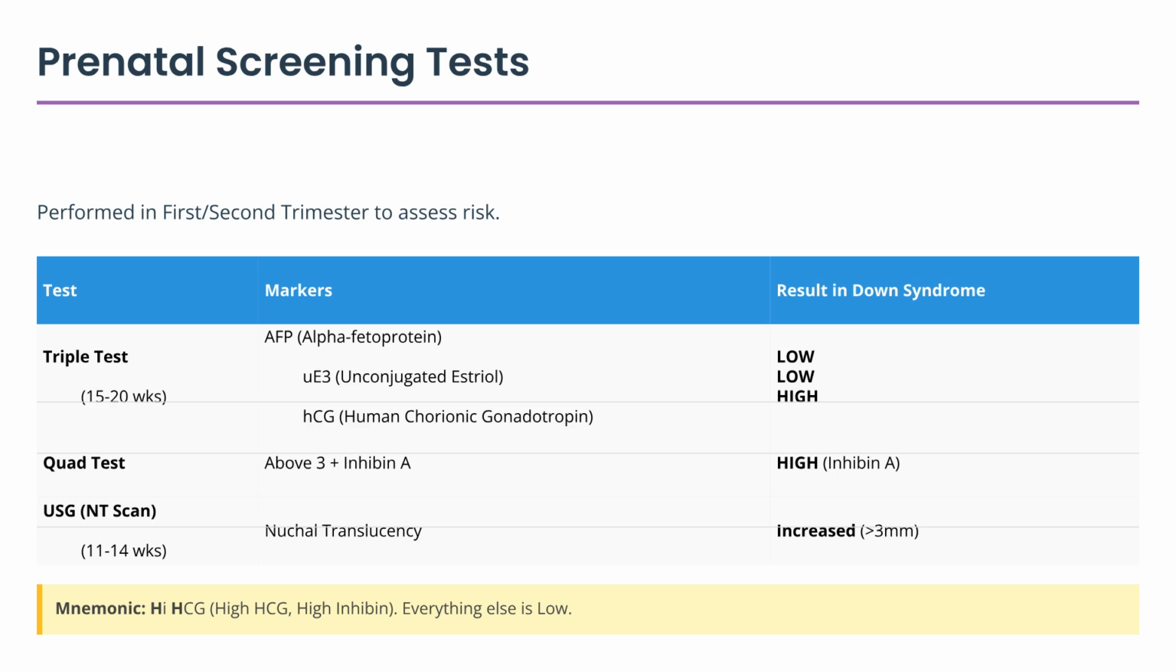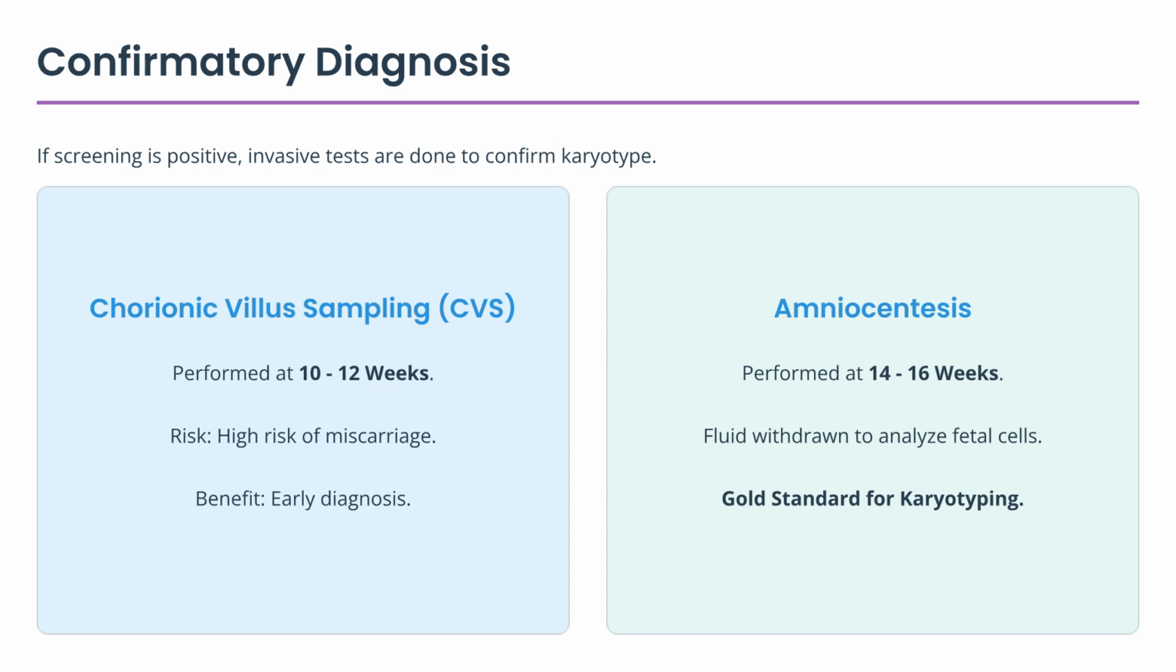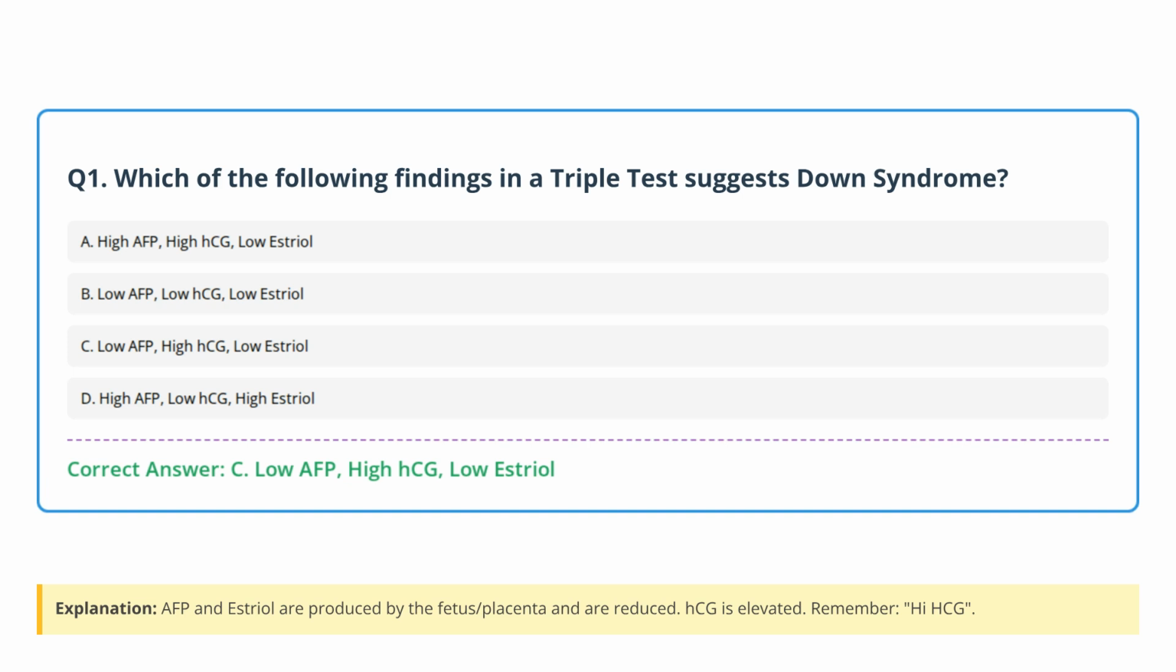Prenatal screening tests assess risk during the 1st or 2nd trimester. Remember the mnemonic high HCG because HCG and inhibin are high, while everything else, including AFP and estriol, is typically low. If screening is positive, confirmatory invasive tests like chorionic villus sampling or amniocentesis are performed. Amniocentesis is considered the gold standard for karyotyping. In the triple test, the finding that suggests Down syndrome is elevated HCG alongside reduced AFP and estriol levels.